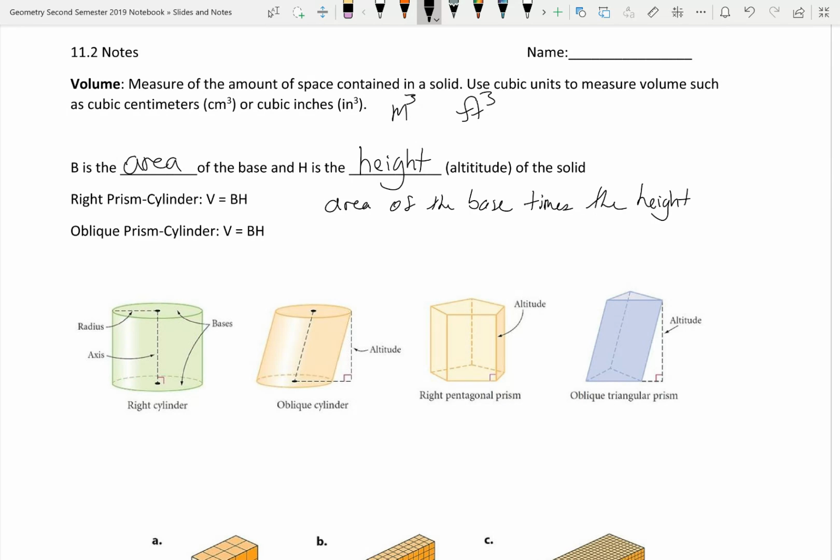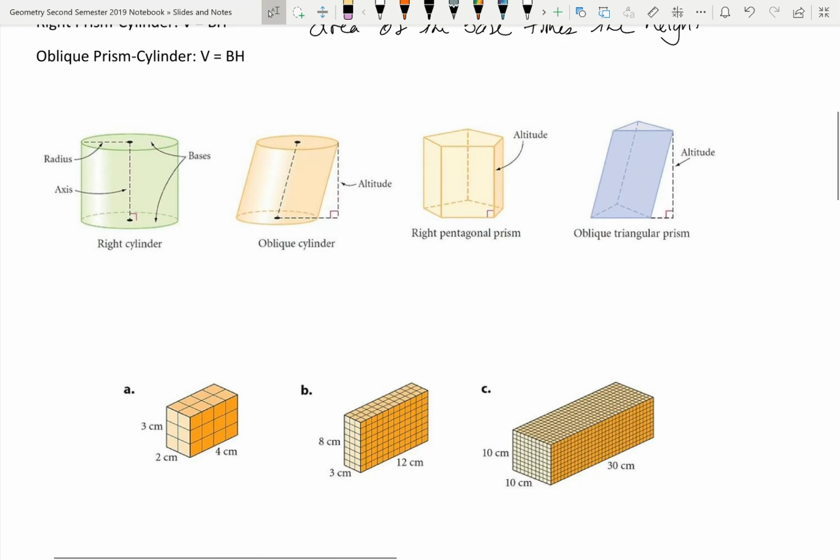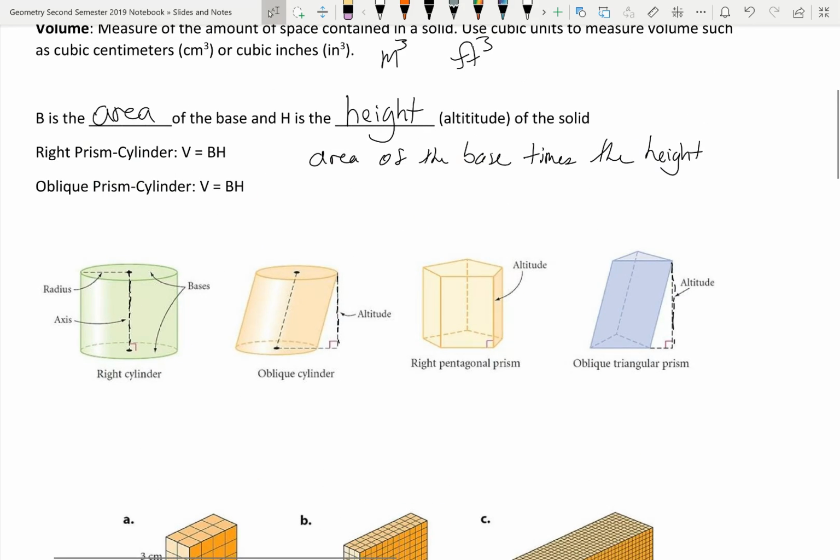And here we can see you have a right cylinder, an oblique cylinder, a right pentagonal prism, and an oblique triangular prism. If it's a right, the altitude is just going to be the height of the axis here. However, if it's oblique, the altitude will be outside of the cylinder. And the same if it's an oblique prism. The altitude's outside.